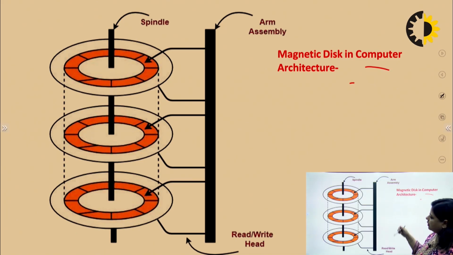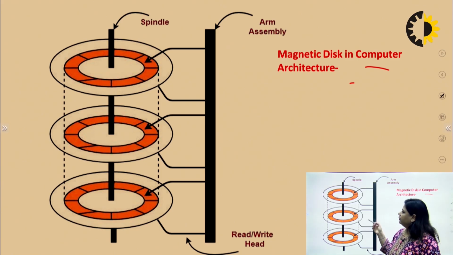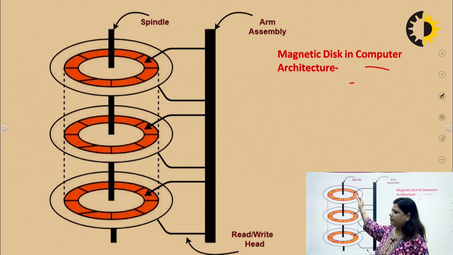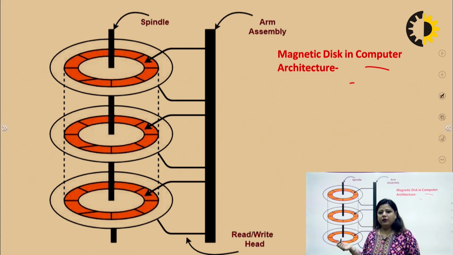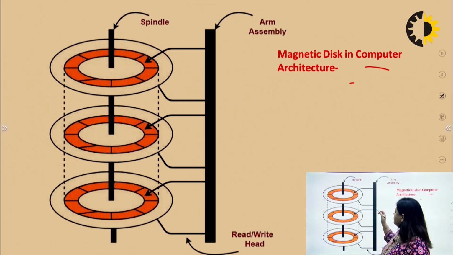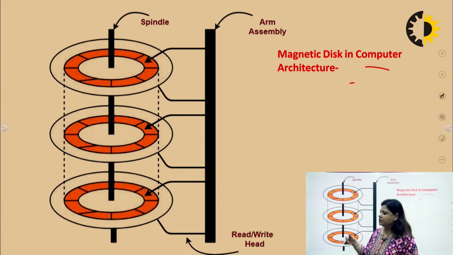This is a hardware requirement. As I already said, these are tracks, and tracks are further divided into sectors. With the help of two or more magnetic disks and the cylinder, we create a simple magnetic disk storage form by which we store data.